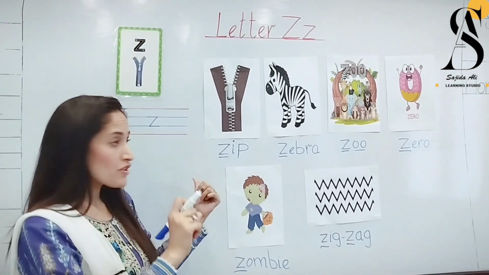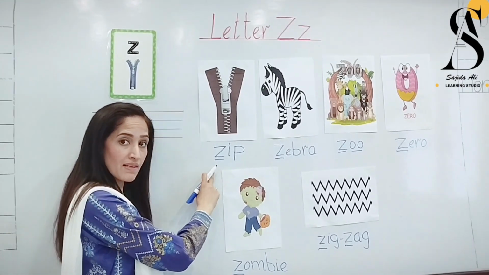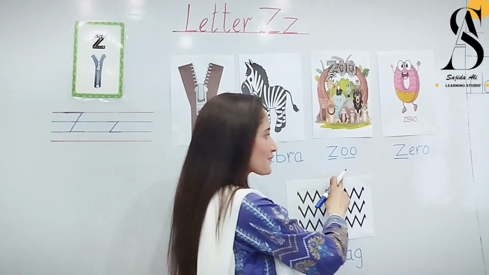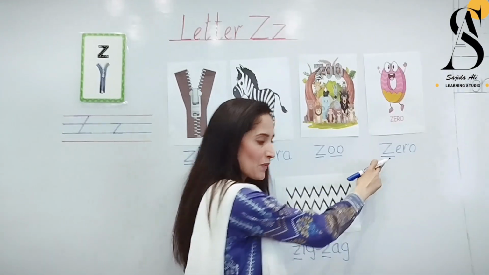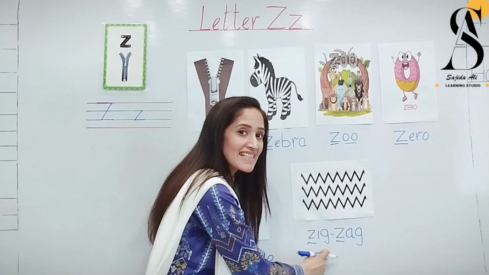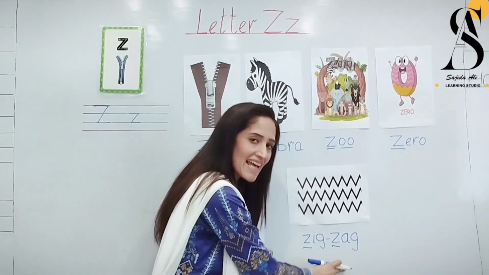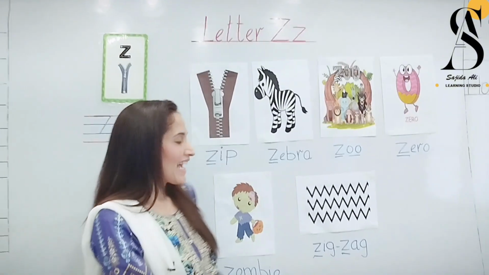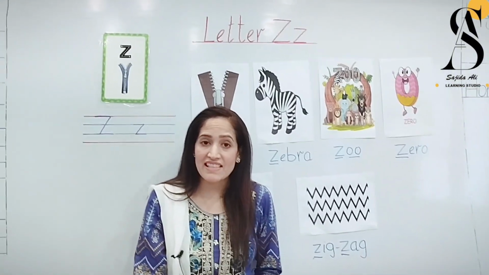Let's repeat one more time. Zip. Zebra. Zoo. Zero. Zombie. Zigzag. So we have learned letter Z, and the sound of letter Z.